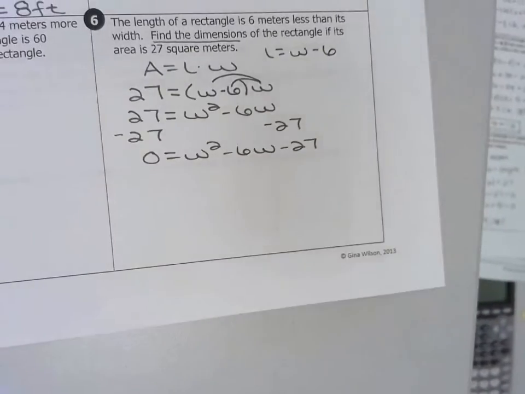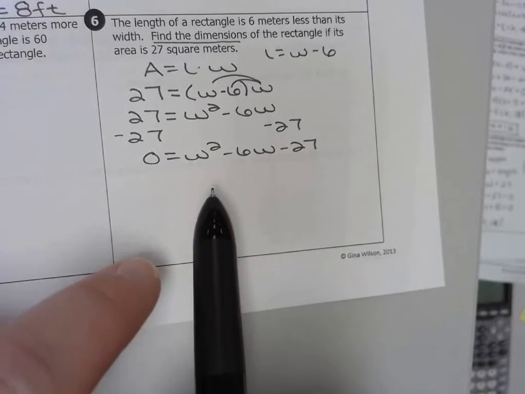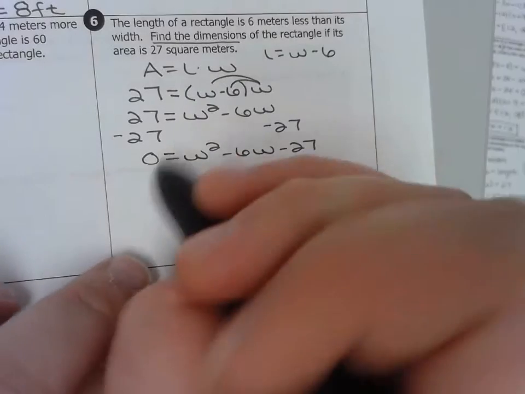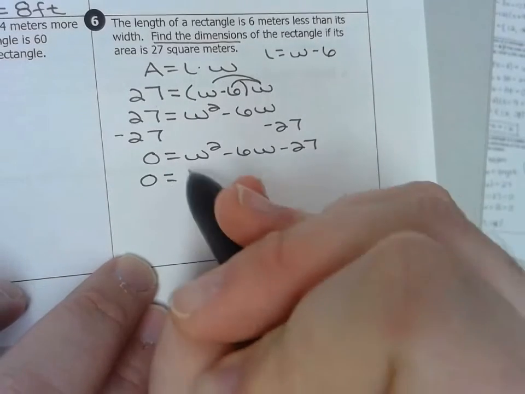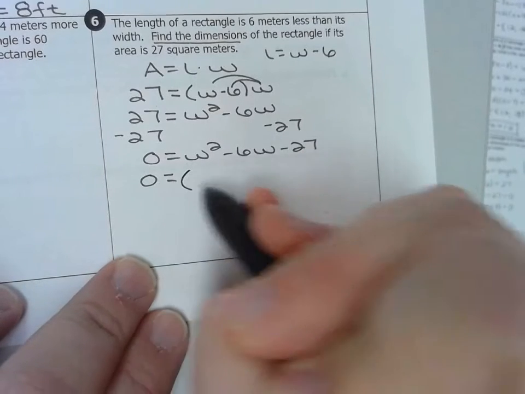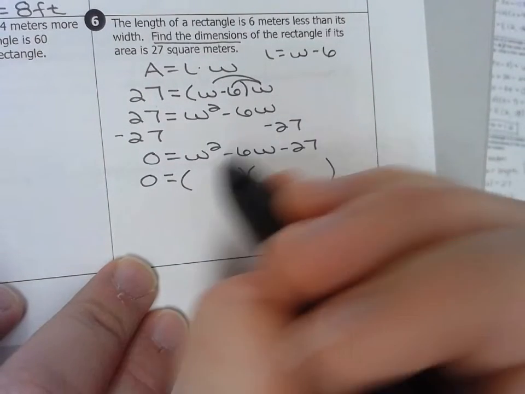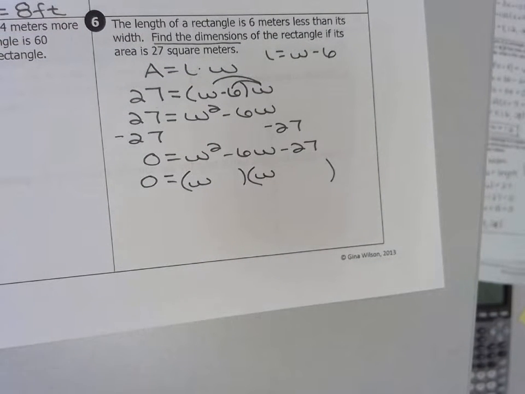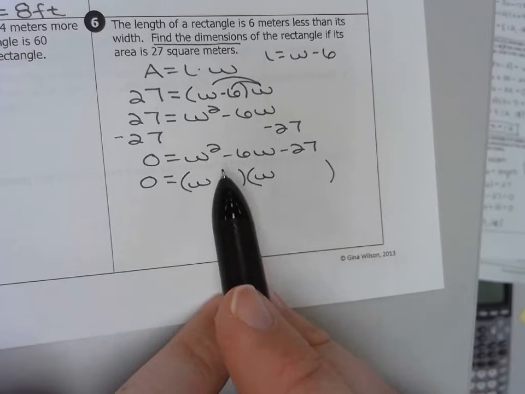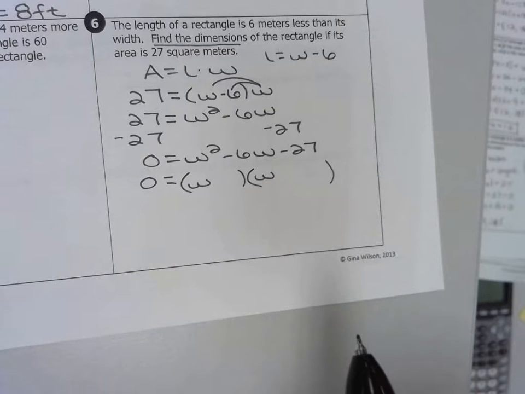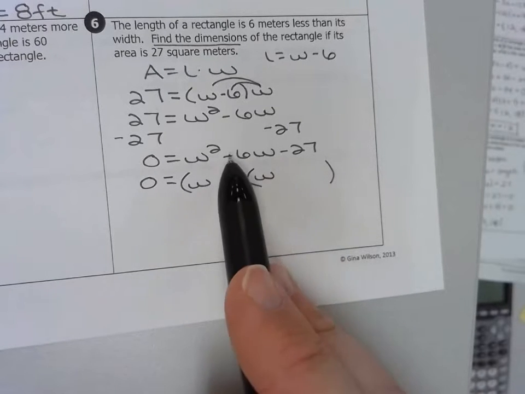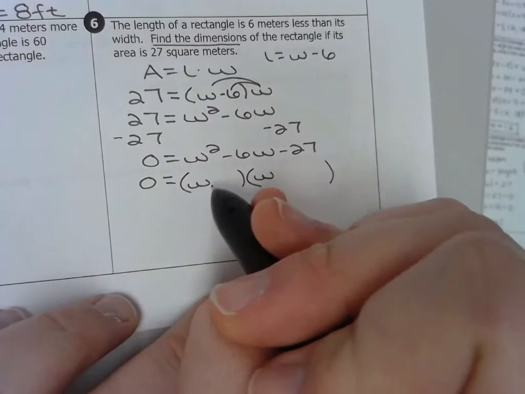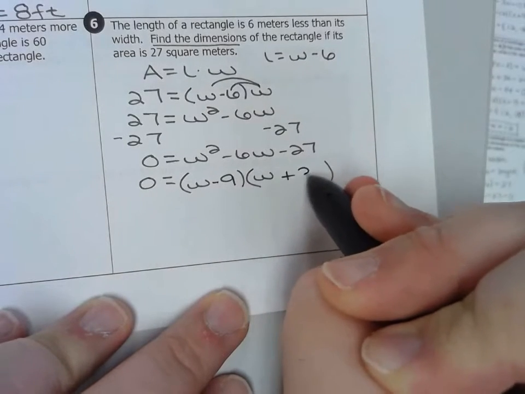Now you could use the quadratic formula if you're like, I love it so much, let's do it. It will work, but we can also try to factor. I have a trinomial with a 1 in front, so how can I start the shortcut? 2 parentheses, what goes in front? W. I need to find two numbers that multiply to give me negative 27 and add to give me negative 6. Negative 9 and positive 3.